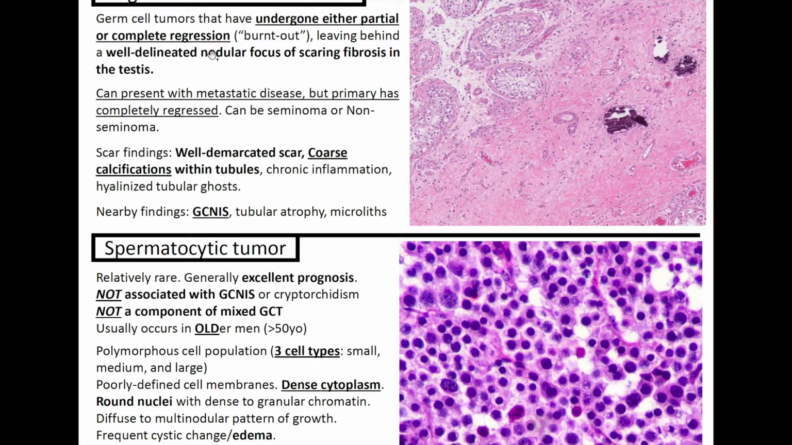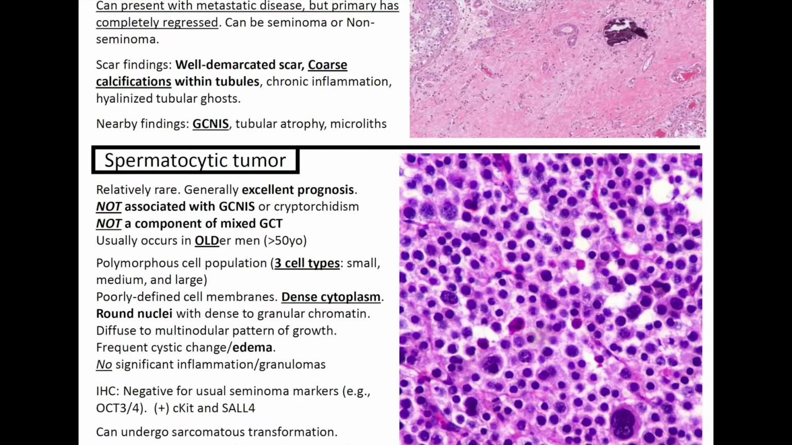These can be seminoma or non-seminoma, and some of the scar findings that you may see are well-demarcated scar, coarse calcifications within tubules, chronic inflammation, and hyalinized tubular ghosts. Some nearby findings, you may see GCNIS, tubular atrophy, or microliths.